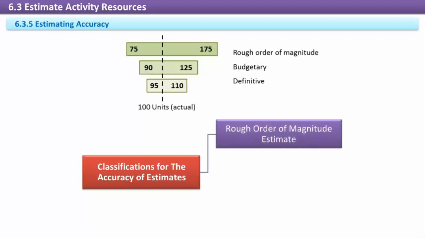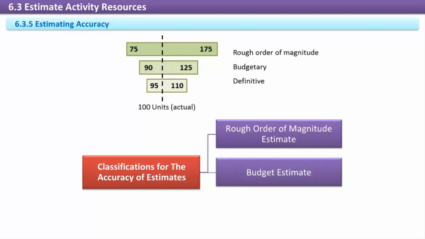Rough order of magnitude estimate. These are usually top-down estimates made by expert judgment. The variance range for this type of estimate is expected to be -25% to +75% of the final actual figure. During early initiating or planning phases, this may be the only estimate available.